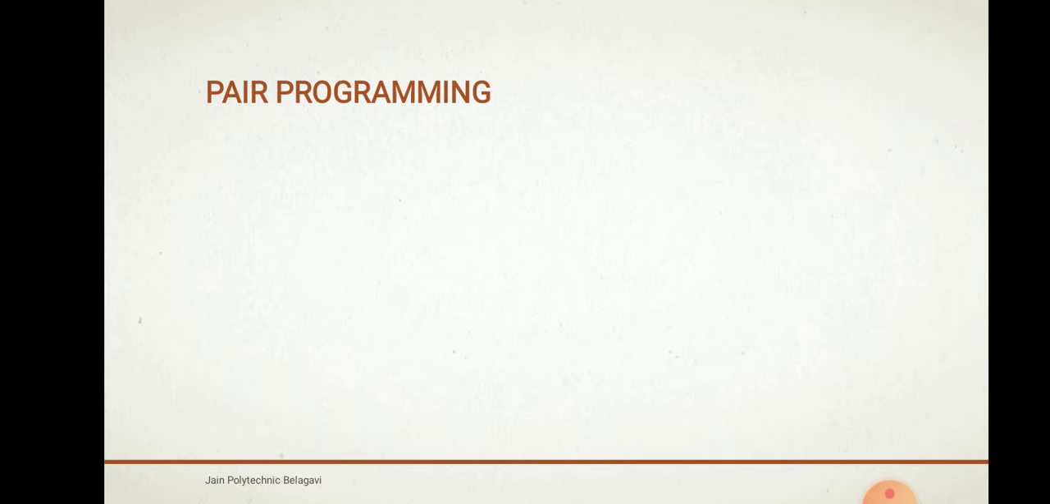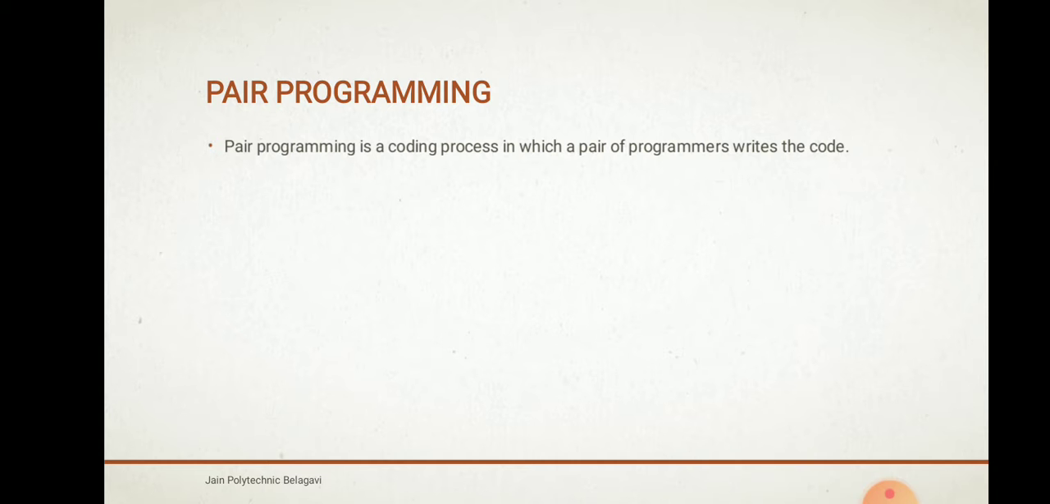Now let's see what pair programming is. Pair programming is a coding process in which a pair of programmers write the code. Until now we have seen only a single programmer writing the code. In pair programming, what happens? Two programmers will sit together and write the code. This is a key technique in extreme programming.